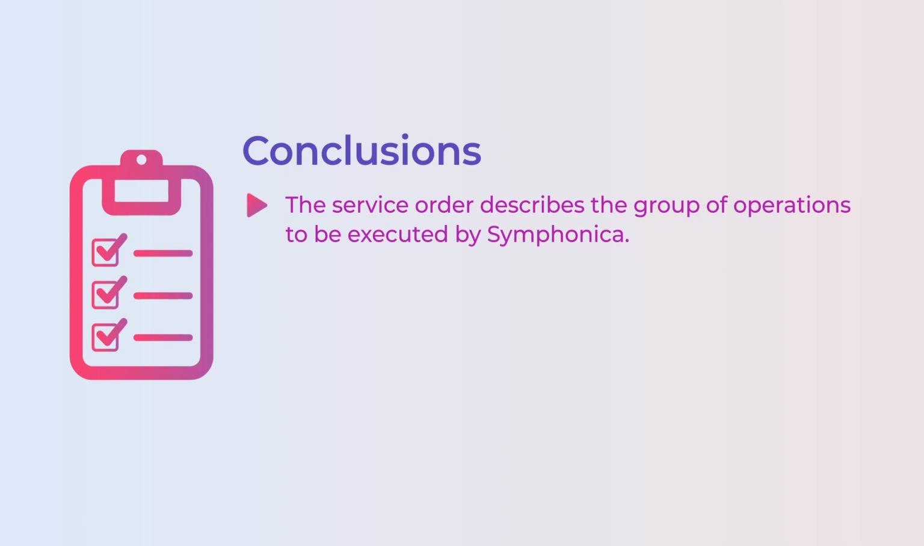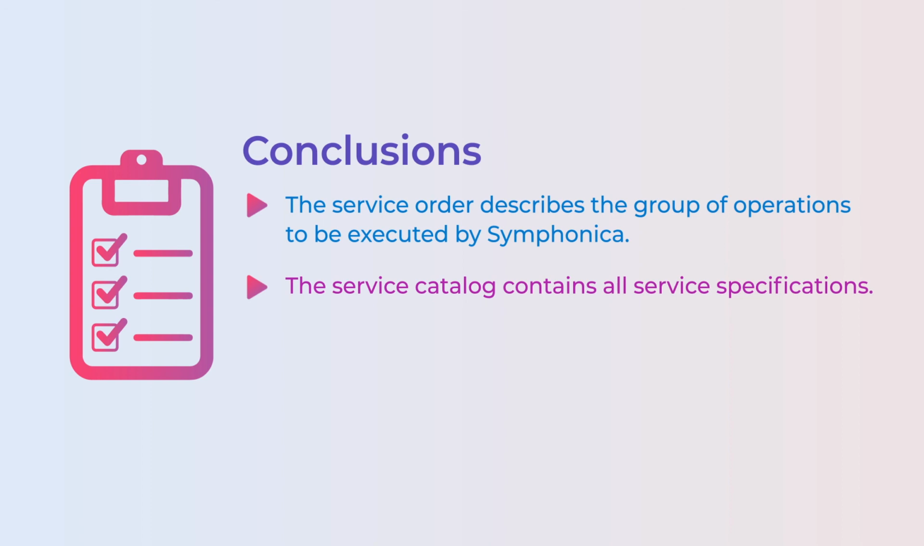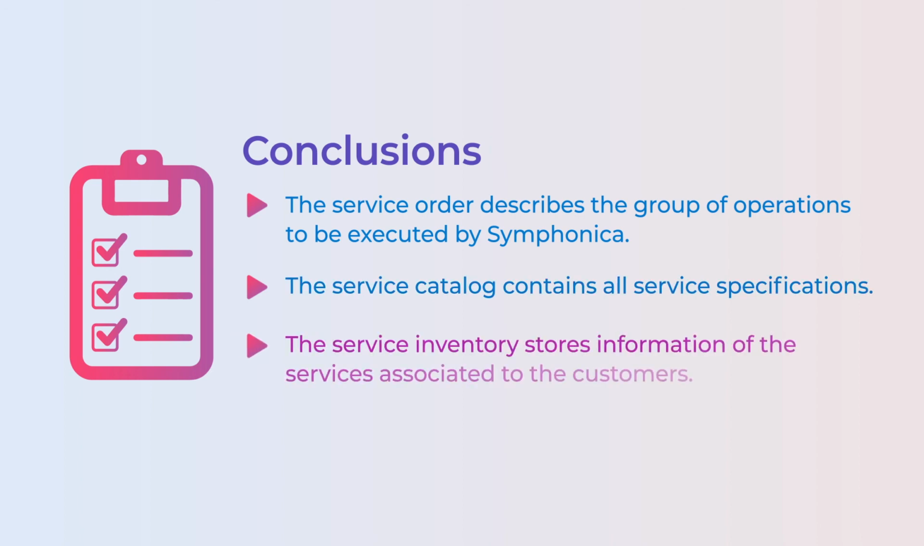Service orders can be managed by using the Service Ordering API, or manually from the Web Administration Console. The service catalog is where all service specifications are defined. A service specification defines the service characteristics, supported actions, and dependencies with other services. The service inventory is where all service instances are stored. Service instances are the realization of a particular service, for a particular customer. In the next module, we will be covering a few more key concepts that are really important to have a good understanding of the Symphonica platform, before going hands-on.